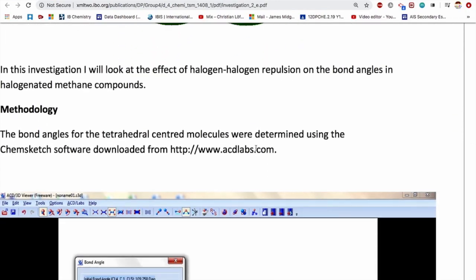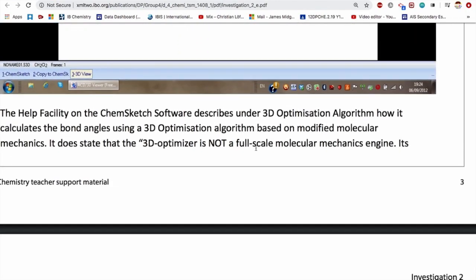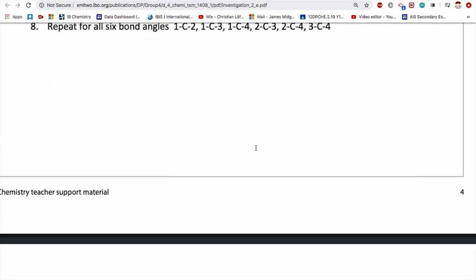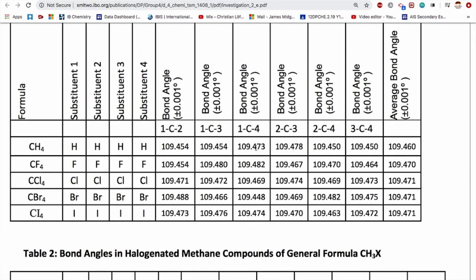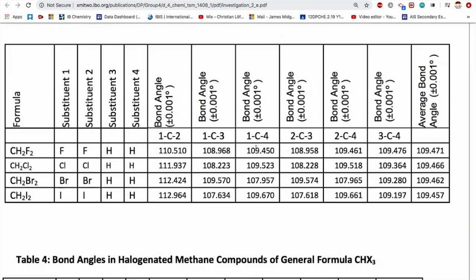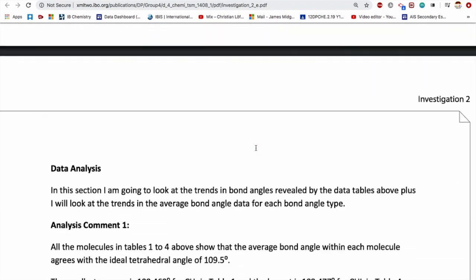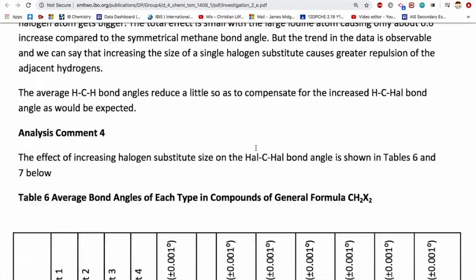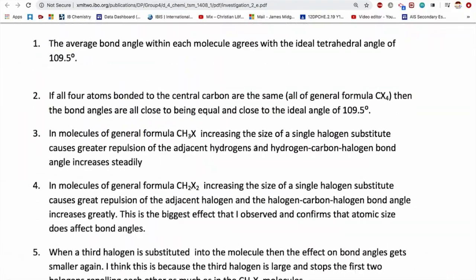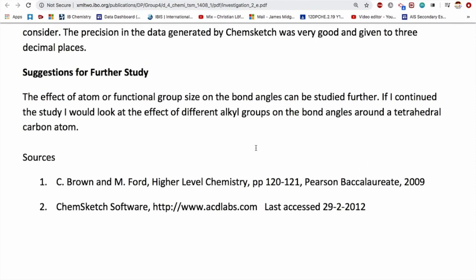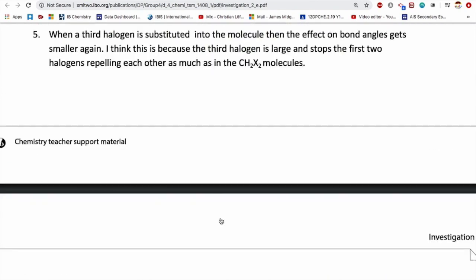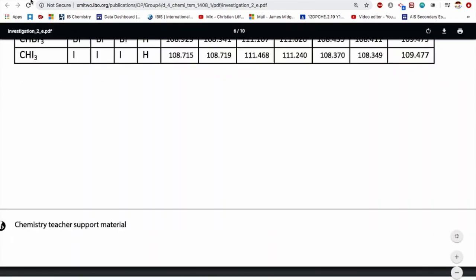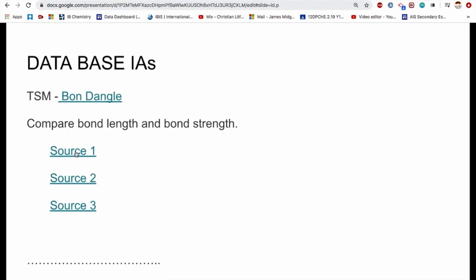Basically, looking at different substituents, the electronegativities of different substituents, and looking at the effect on the bond angle. Nice data table. It just gives you an idea of the sort of data that the IB are looking for in terms of a good, authentic database-based internal assessment. Very low sources on there. The IB gave that 19 allegedly. I can't see it giving it that myself.